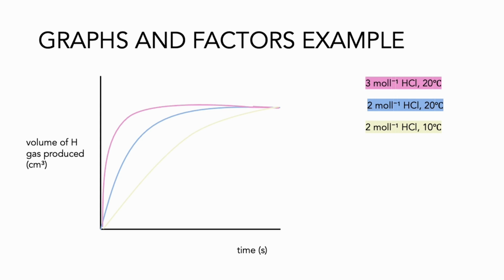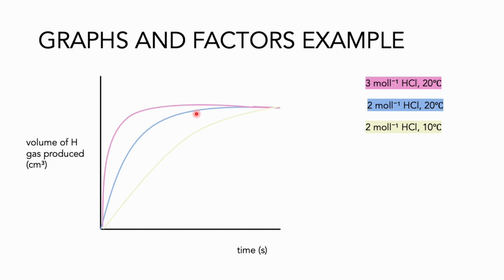This shows a reaction between zinc and hydrochloric acid, which produces hydrogen gas, so the volume of gas produced has been measured. As you can see, when the reactant concentration is higher, this is the pink line, the reaction is proceeding faster due to the steeper line, and then it reaches the endpoint faster because the line becomes horizontal before the blue line becomes horizontal.